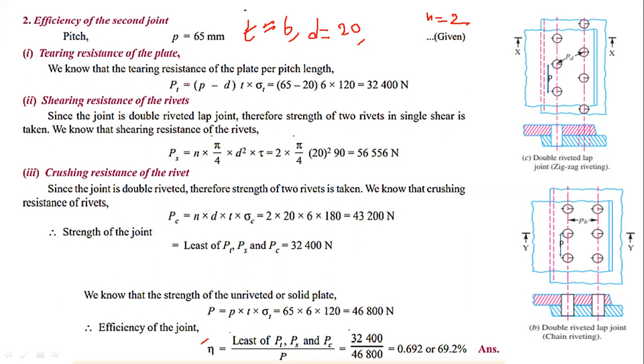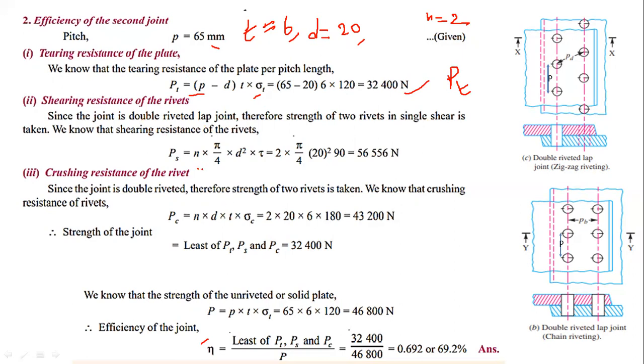Next, we already know the formula for tearing strength: Pt equal to (P minus D) into T into sigma T. Here, P equal to 65 mm. P is the distance between two successive rivets, that is the pitch. The value is 32,400. This is Pt, the tearing strength.